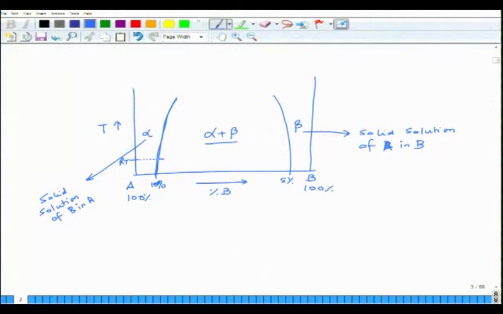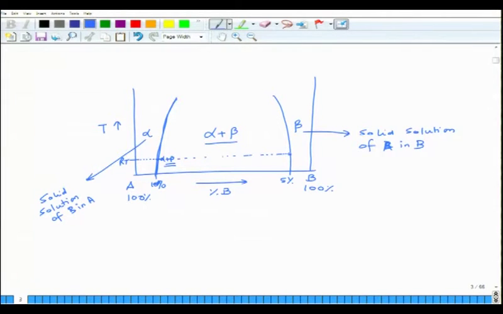So, as soon as you cross this point, it will start converting into alpha plus beta, and this alpha plus beta will continue to remain in existence until you reach this point. The proportion of alpha and beta will change, which will be determined by the lever rule. If you know the phase diagrams, the proportion of alpha and beta will change in this regime, but you will have two phase coexistence because the solid solubility of alpha and beta are limited.